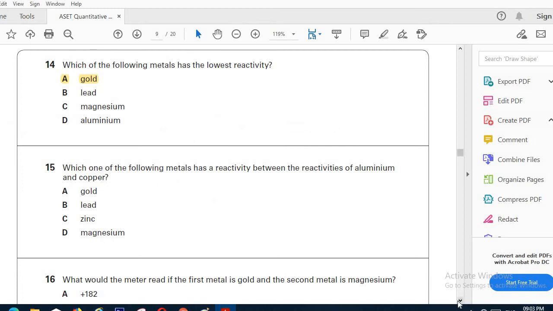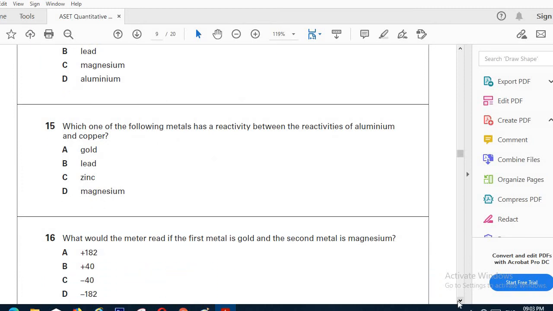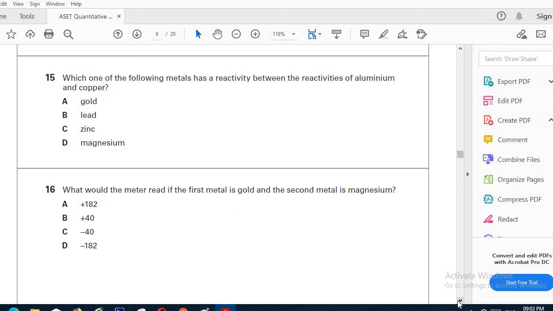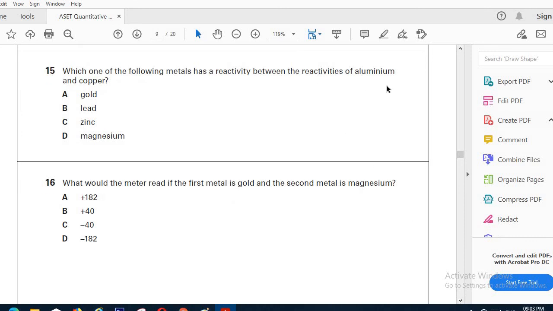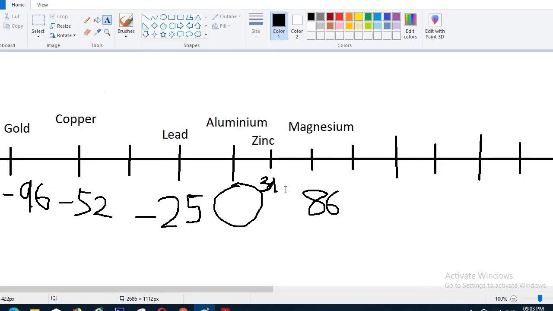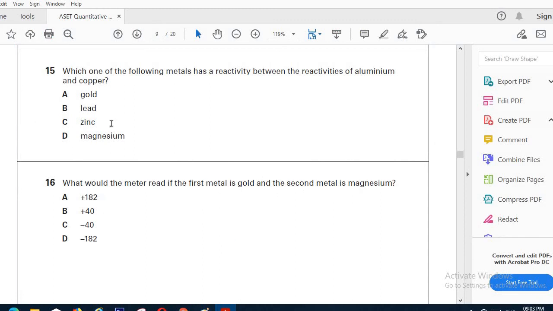Now when we go to question number 15, which of the following metals has a reactivity between the reactivity of aluminium and copper? So see, this is aluminium 0 and copper minus 52. What is between aluminium and copper? That is lead. So this is our answer.